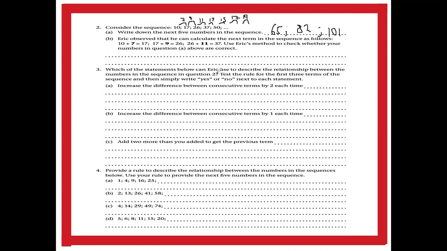Which of the statements below can Eric use to describe the relationship between the numbers in the sequence in question 2? Test the rule for the first 3 terms of the sequence and then simply write yes or no next to each statement. So increase the difference between consecutive terms by 2 each time. Yes. Increase the difference between consecutive terms by 1 each time. No.